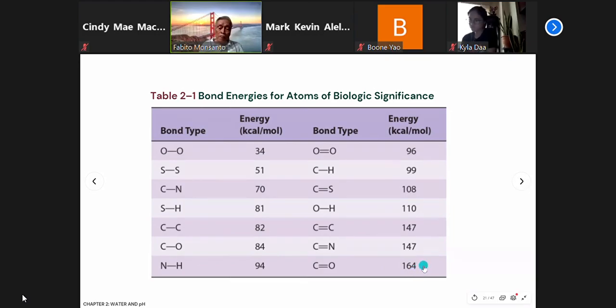So let us just say in the digestive process where enzymes have to cut these bonds. This would be very easy to break, because that only requires 34 kilocalories, compared to this one, which is 164 kilocalories. Did you get it?